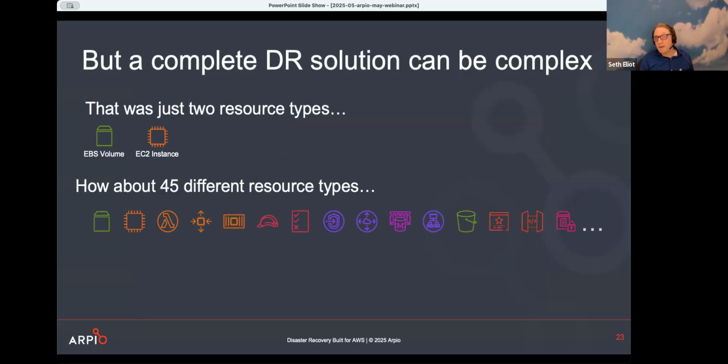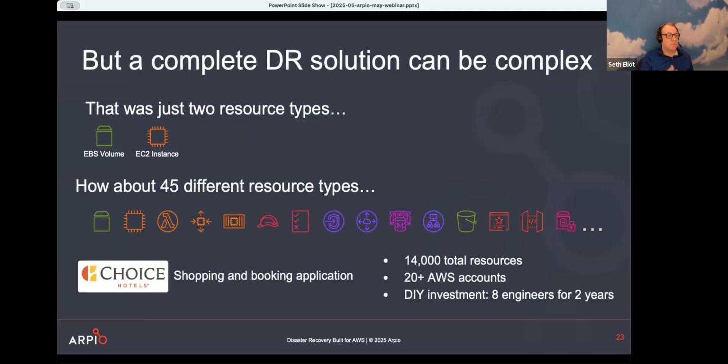Let's say you have 45 different resource types, and these are all the resource types that are at one of our customers', Choice Hotels. Choice Hotels uses 45 different resource types. Remember, those are the classes of resource. The actual instantiations of them, they had 14,000 resources. So like hundreds of EBS volumes, hundreds of EC2 instances, et cetera, et cetera. So 14,000 total resources across 45 different resource types, across 20 plus AWS accounts.